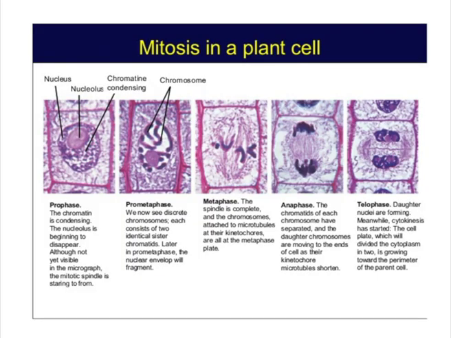Anaphase: each chromosome has separated into daughter chromatids, which are moving to the ends of the cell. The kinetochore microtubules are very short. Coming to the last one, telophase. Daughter nuclei are forming. Meanwhile, cytokinesis has started. With the cell wall dividing, the cytoplasm divides, forming two daughter cells, and the cell plate is growing towards the pole side, or parental side.